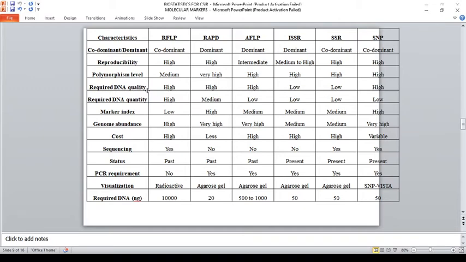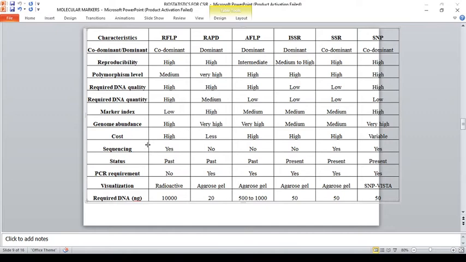DNA quality: for RFLP, RAPD, AFLP, and SNP, we need a greater amount of DNA quality, whereas ISSR and SSR need a low amount. And quantity-wise, for RFLP we need a greater amount of DNA, whereas for RAPD we need a minimum amount of DNA, and for the rest of the markers we need only a low amount. And cost-wise, only RAPD is less in cost since it is a simple PCR reaction, whereas the rest of the techniques are highly costly.